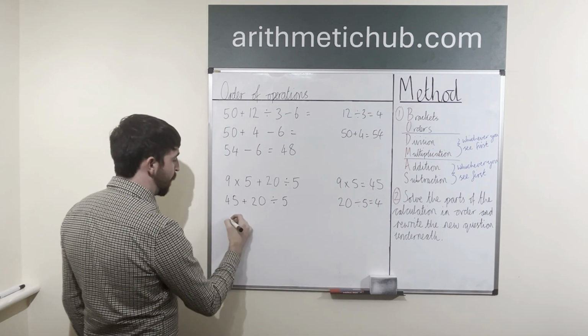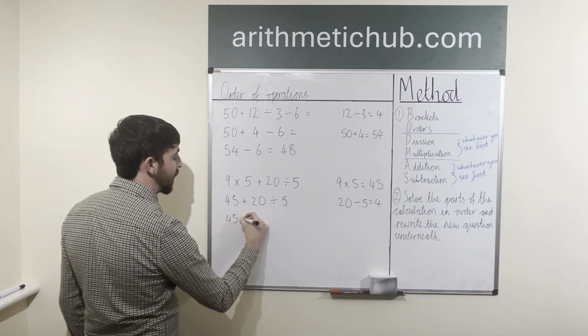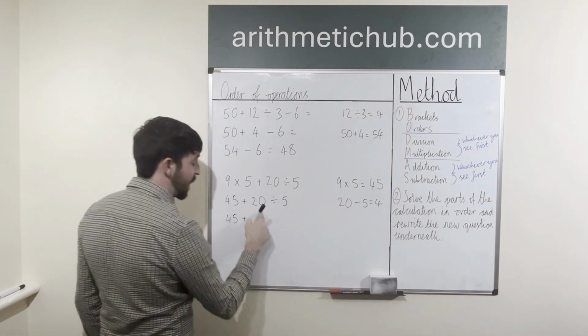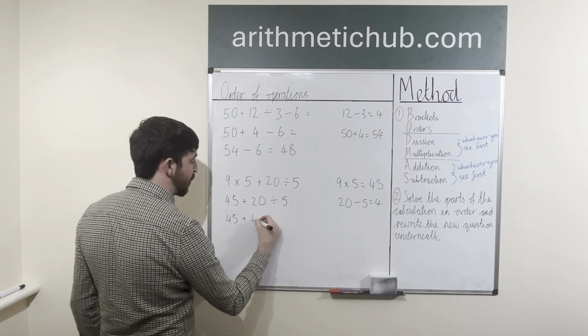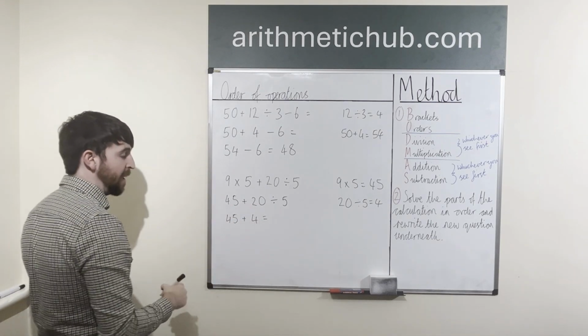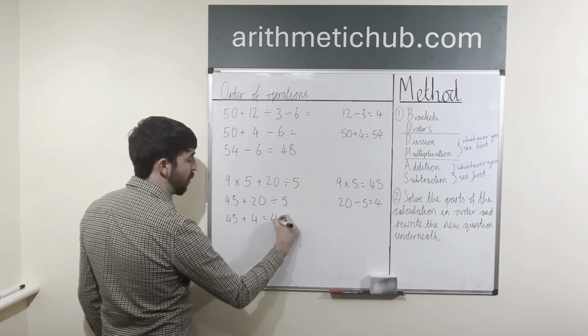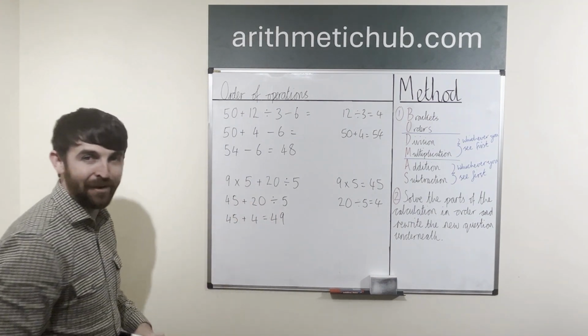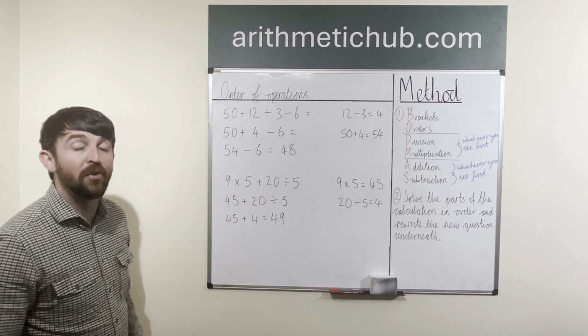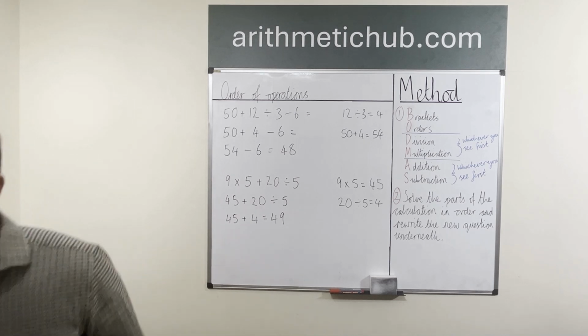So now I'm going to solve that part. I'm going to rewrite it again underneath. 45 add the answer to 20 divided by 5, which is 4, and now come over here. 45 add 4, I can now just work out as an answer. 45 add 4 is going to give me 49. Now let's have a look at when we've got some brackets in the question, how that changes things.